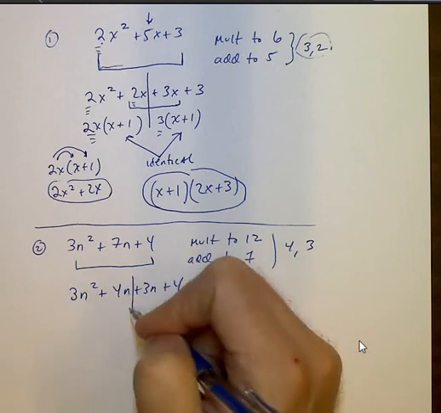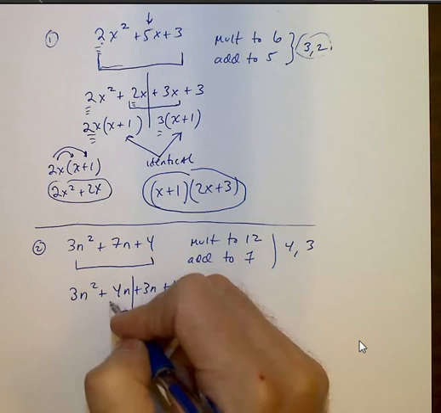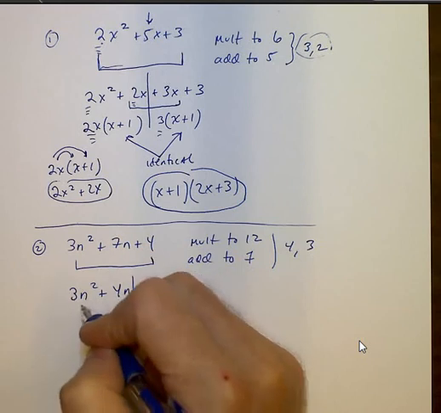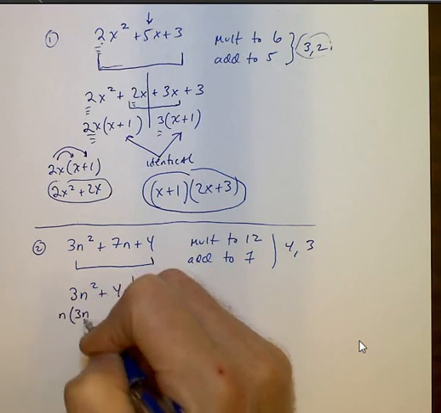What can I take out? Well, I have a 3 and a 4. They do not go into each other. Cannot take anything out there. I have an n squared and an n. I can take out an n. It leaves me with a 3n plus 4.